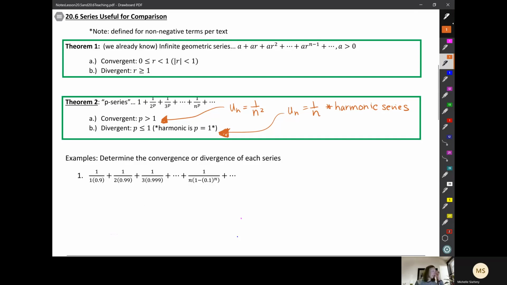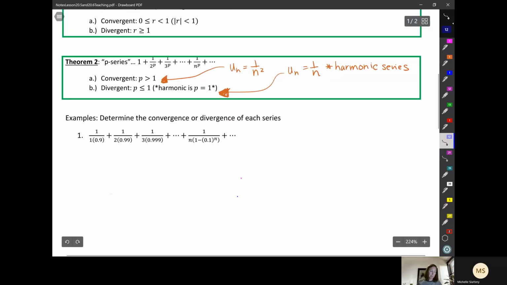Okay, and you can look in the text. If you look in the text on page, I think it is page 539, you're going to see a proof for why the harmonic series is divergent. And if we have time, we'll talk about that in class sometime. All right, so that's the p-series. So a p-series is convergent if p is greater than 1, and divergent if p is less than or equal to 1. Okay, and a p-series is just 1 over n to the p. So 1 over 1 to the p plus 1 over 2 to the p plus 1 over 3 to the p, and so on.